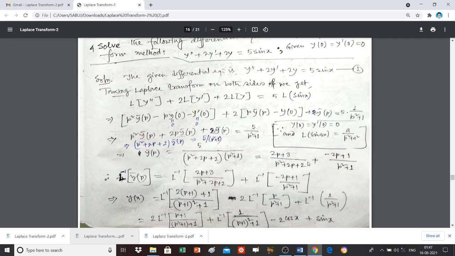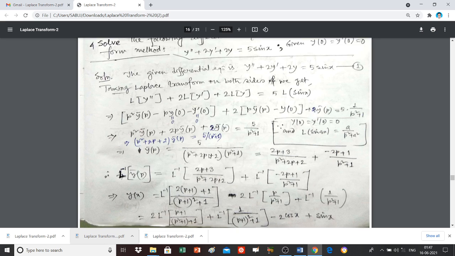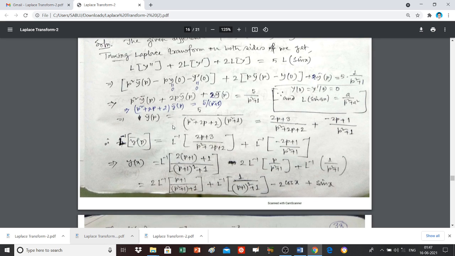Just simplify this. This can be written in these two parts like this. You can check this: if you simplify these terms, that will give you the result that is written here. So now we are taking the Laplace inverse transform of this expression. So the Laplace inverse transform of yp is equal to L inverse (2p + 3) by (p square + 2p + 2), plus L inverse (-2p + 1) by (p square + 1).